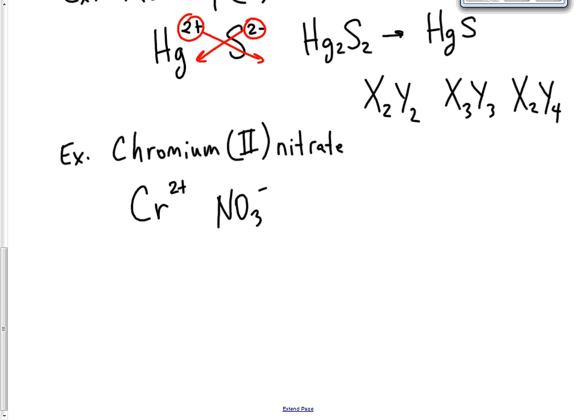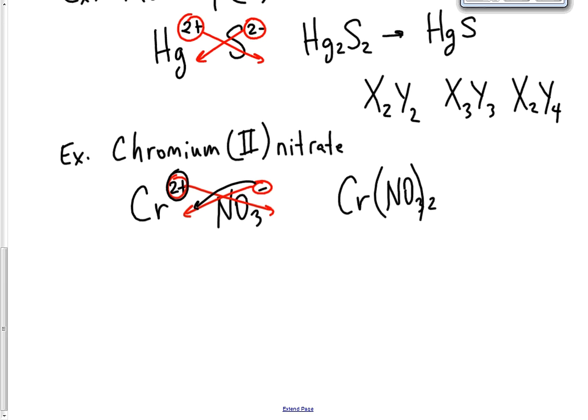So nothing changes. You're still going to take your charges. Okay, and then we have to keep nitrate together. So in order to keep nitrate together, we're going to put parentheses around it. So you have Cr, and the 1 comes down here, so there's no subscript needed there. And then you have NO3. Well, we have to have a 2 on the outside of NO3. So you're not going to write it like that, because that looks like NO32. It looks like you have 1 nitrogen and 32 oxygens. Okay, so you're going to put parentheses around the nitrate, around the polyatomic ion.